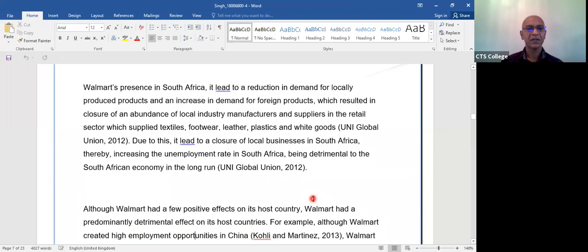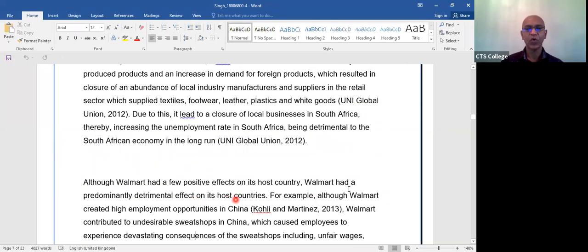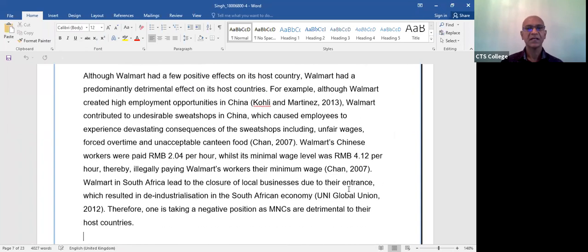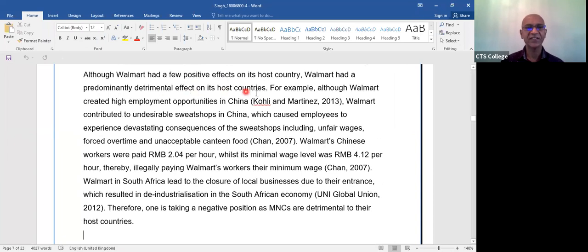The student says Walmart had a predominantly detrimental effect on its host countries. For example, Walmart created high employment opportunities. Yes, she did say that Walmart did create job opportunities.